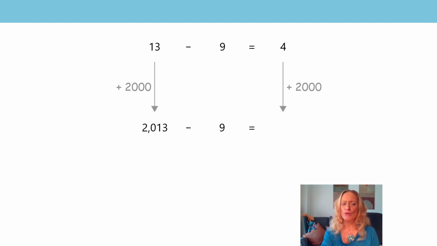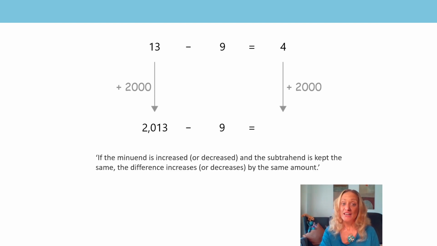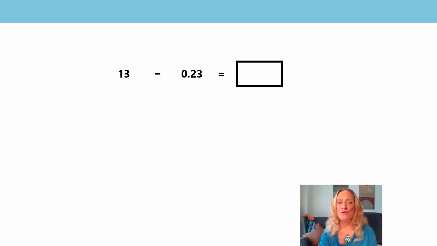You will have looked at that and thought, well, 13 subtract 9, the difference is 4, and I need to increase my difference by 2000 again because the minuend has been increased by 2000. And if you did it that way, you were using this generalisation again, weren't you? If the minuend is increased or decreased and the subtrahend is kept the same, the difference increases by the same amount. So well done if you did it that way, and you would have found that the difference was 2004.